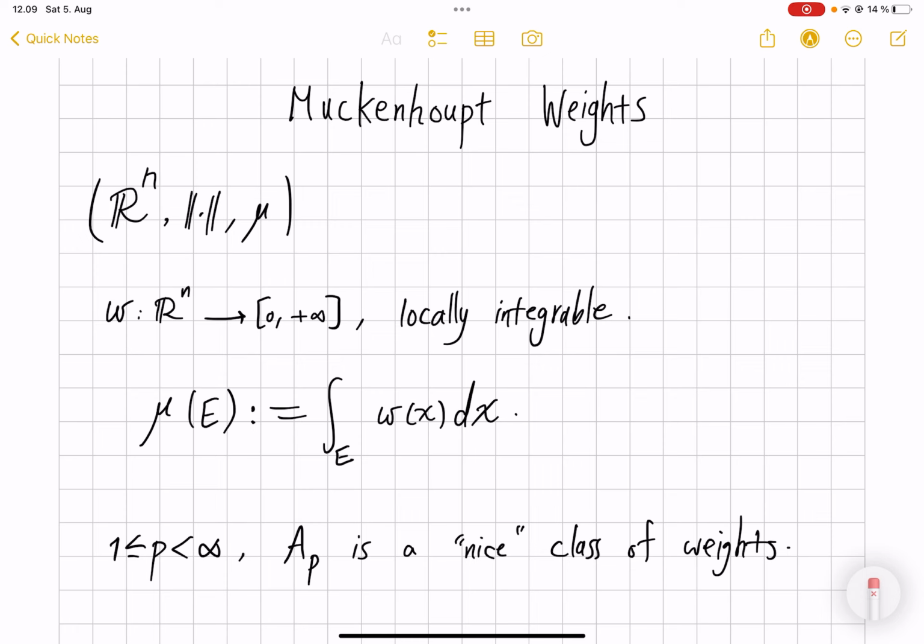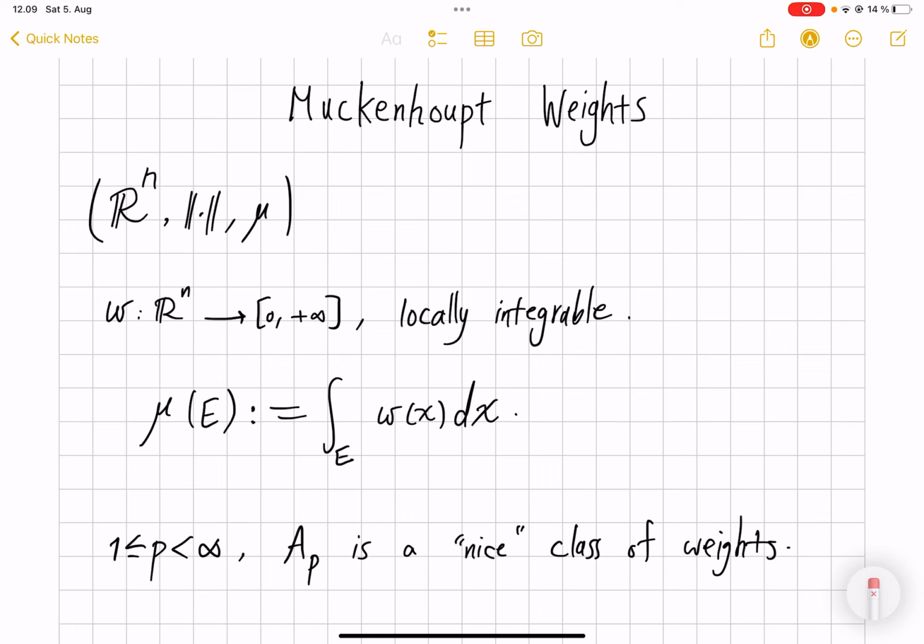We want to talk about Muckenhoupt weights. These will provide us a large class of Sobolev functions to test our abstract metric measure theory of Sobolev spaces against. The space is built upon the familiar Euclidean space with the standard Euclidean distance. So as a metric space, it's none other than the familiar Rn. But for its measure, we want to modify it a little bit.